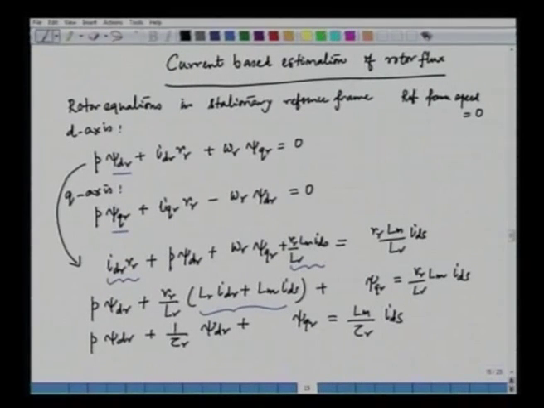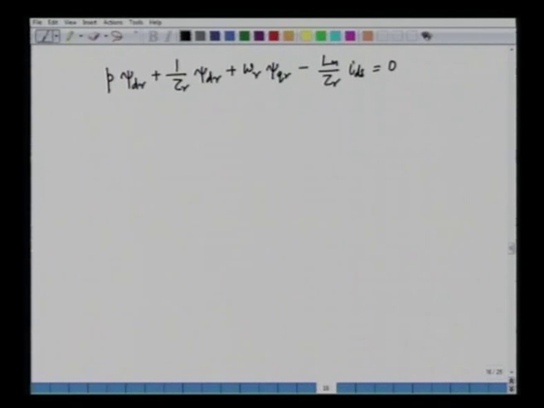So, we have omega r here, and the rotor speed is a known quantity. We can always sense the rotor speed by using a sensor. The rotor speed can be measured by using a speed sensor.